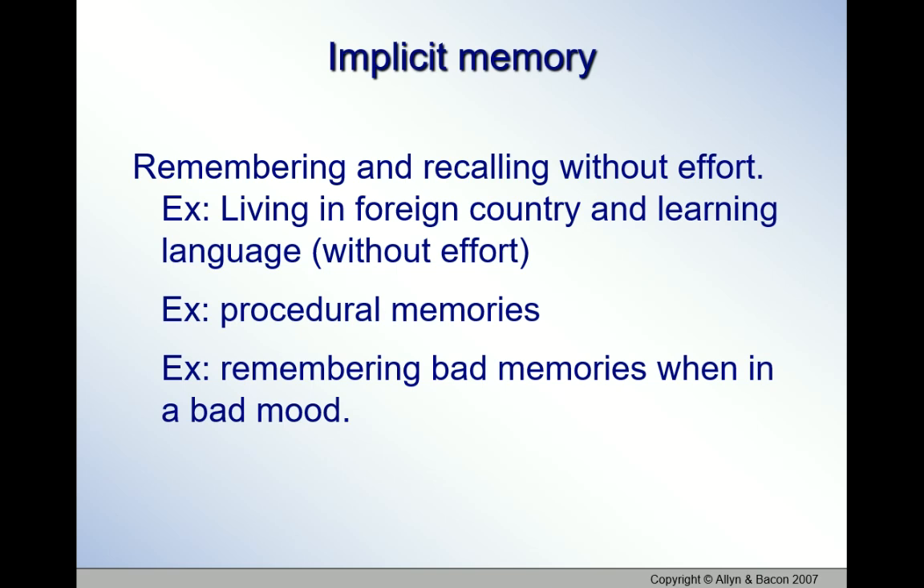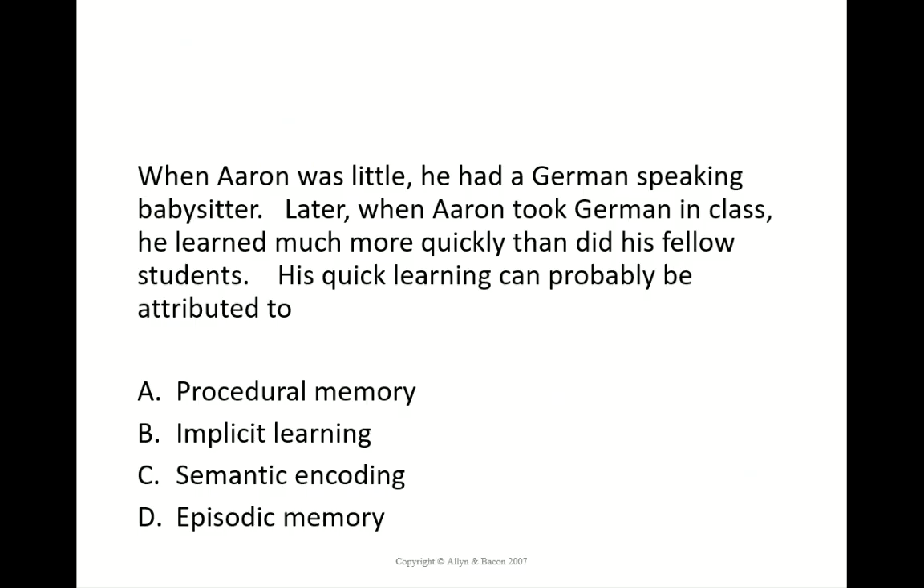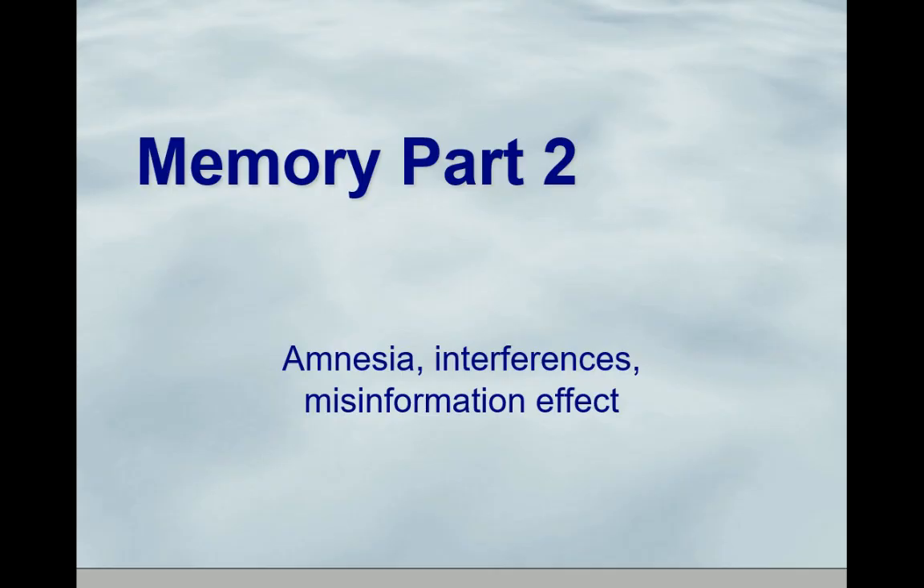This confuses me, but implicit memory is when you remember and recall without effort. Like you live in a foreign country and you just absorb it. Procedural memories are kind of implicit memory. Remembering bad memories when you're in a bad mood. It just happens automatically. That's implicit memory. It confuses me personally. I'm just letting you know. Okay. All right, read that. The answer is, okay, so Aaron learned German very easily because of his exposure. That's kind of like just automatic learning. It's called implicit learning. All right, that's enough. Thank you.